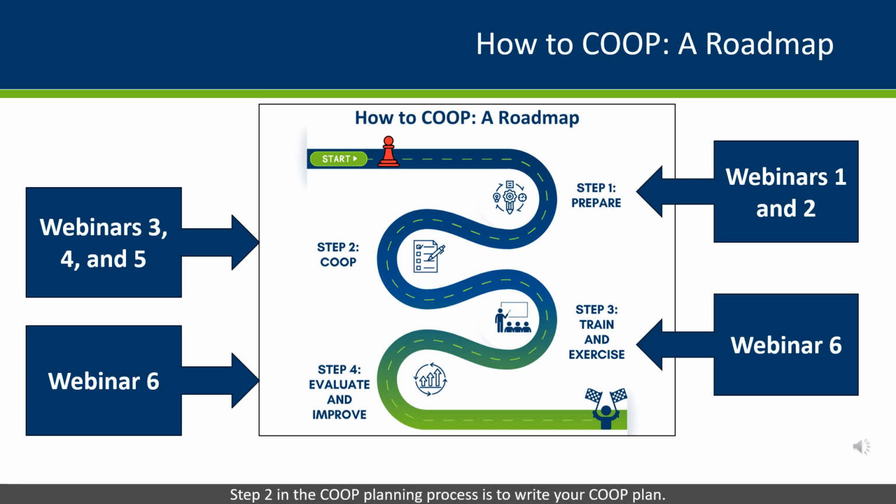Step 2 in the COOP planning process is to write your COOP plan. Webinars 3, 4, and 5 guide you through writing your COOP plan and using the COOP completion guide and the COOP planning template provided in the toolkit. Step 3 is to train and exercise so your staff know how to activate the COOP when needed. This will be covered in webinar 6.